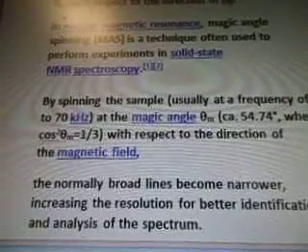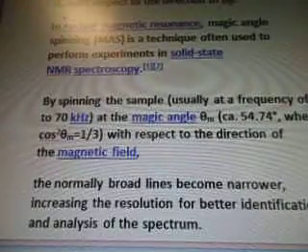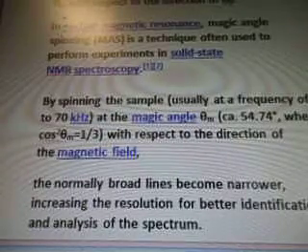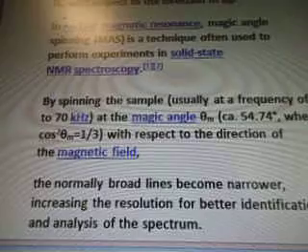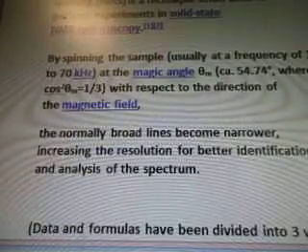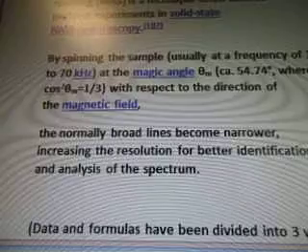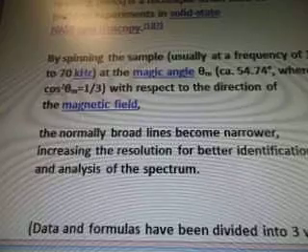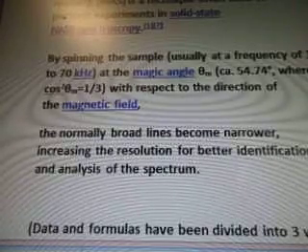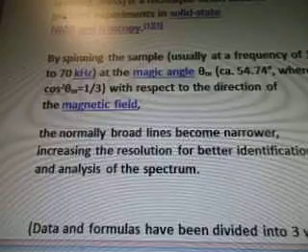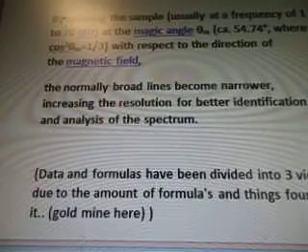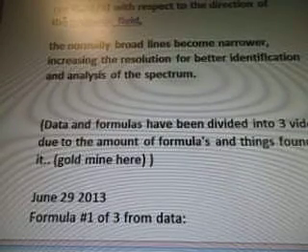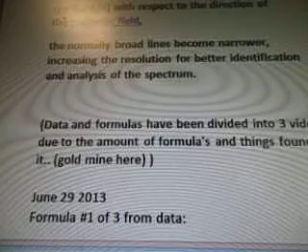So magic angle spin, we'll look into that in the future, right? It is a technique often used to perform experiments in solid state NMR spectroscopy. By spinning the sample, usually at a frequency of 1 to 70 kilohertz at the magic angle θm, approximately 54.74 degrees, where cos squared θm equals 1/3, with respect to the direction of the magnetic field. The normally broad lines become narrower, increasing the resolution for better identification and analysis of the spectrum.